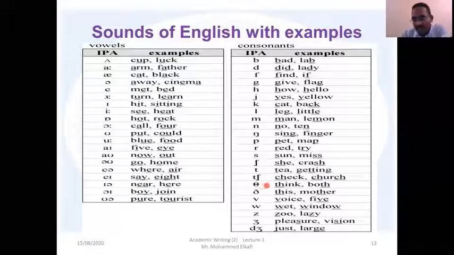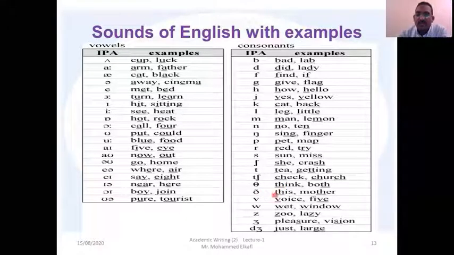This one also is strange or odd in its way of writing. Okay, th. Your tongue will touch what? The upper teeth. Think, think. Here, sun. Your tongue is inside your mouth. But here, when you say th, you'll find your tongue touches the upper teeth. Th. Think, both.